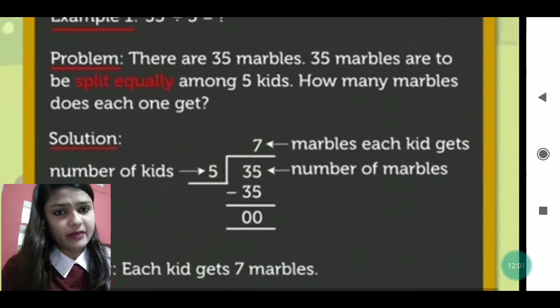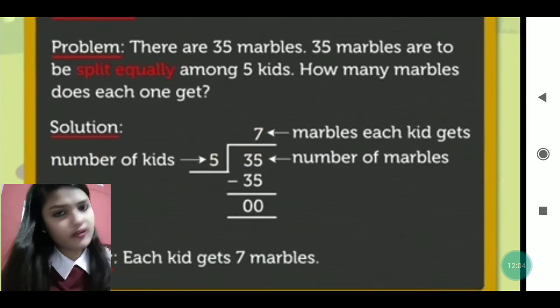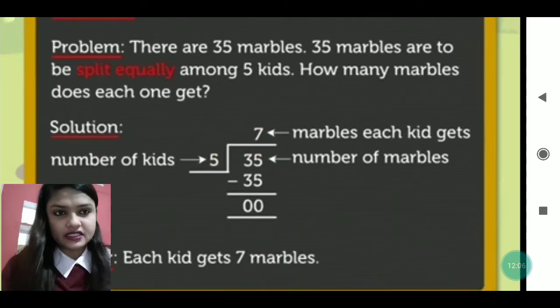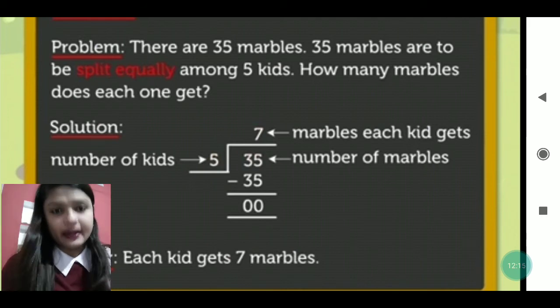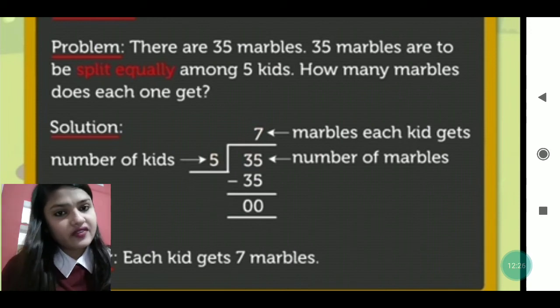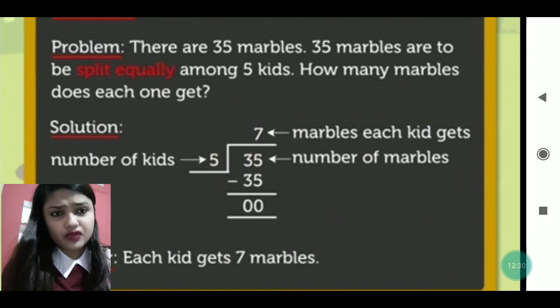So the statement will go like this. Total number of marbles, number of kids. Then after you will divide it, 35 divided by 5. Then in the table of 5, in 7 times the 35 will come. So you will write 7 in the quotient column and then you will write 35 just below 35 and you will subtract. So you will get 0, because 5 minus 5 is also 0 and 3 minus 3 is also 0.